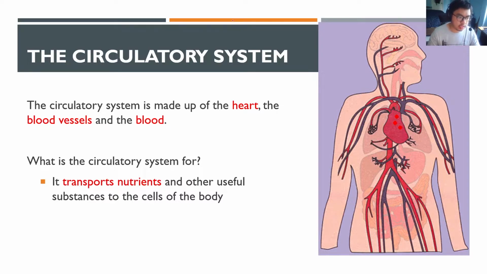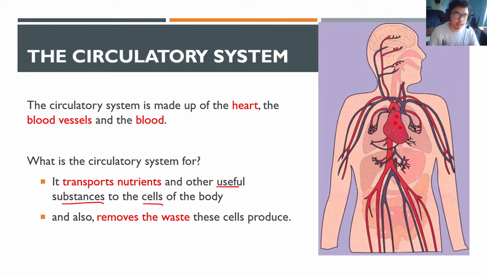So number one, it transports nutrients and other useful substances to all the cells in your body. And number two, it removes the waste from the cells. So the cells will do some things and they will produce waste products, for example carbon dioxide. And these waste products have to go out. And how do they go out? What carries these waste products? The circulatory system helps carry these things.